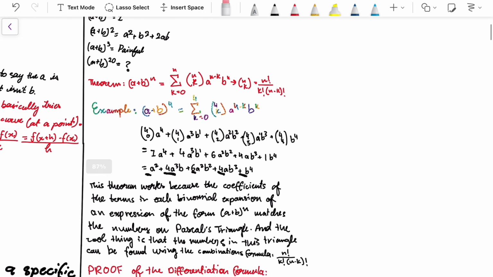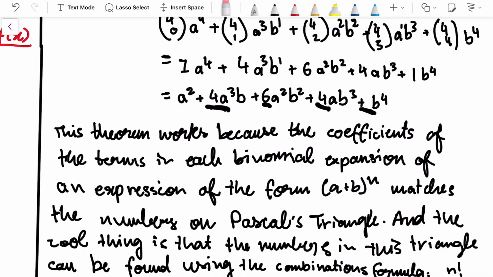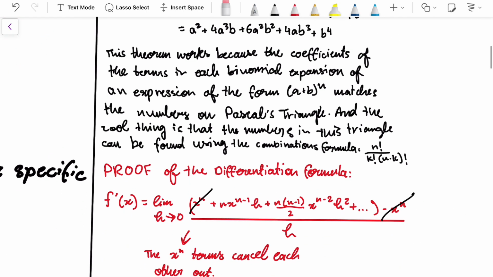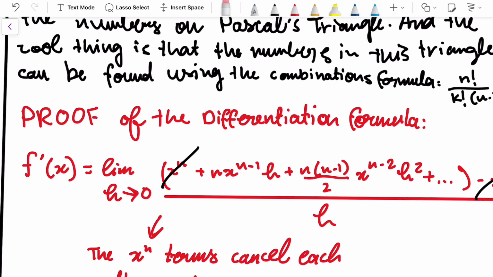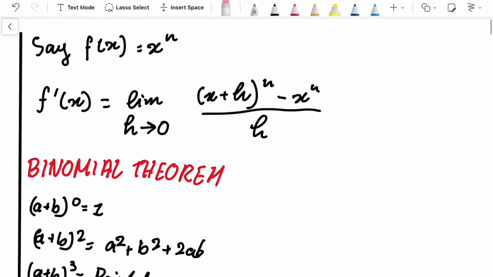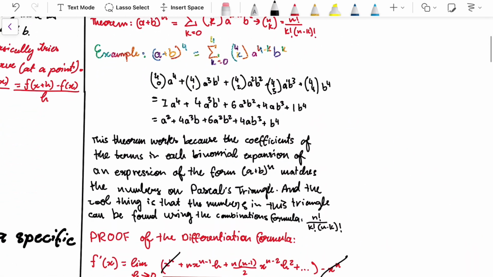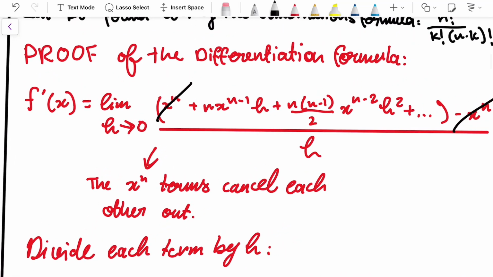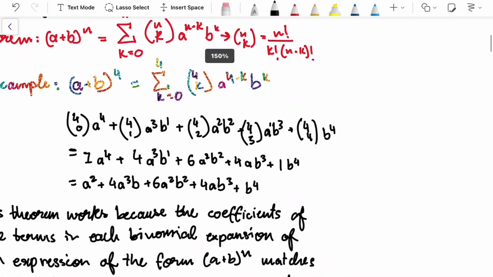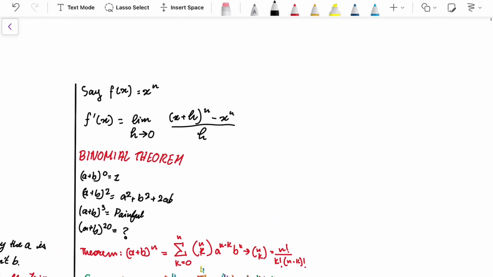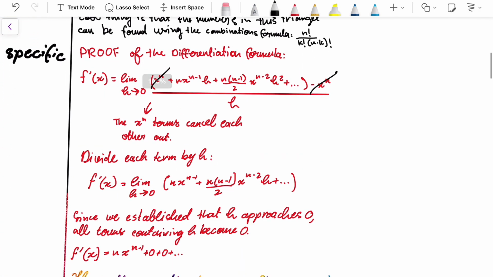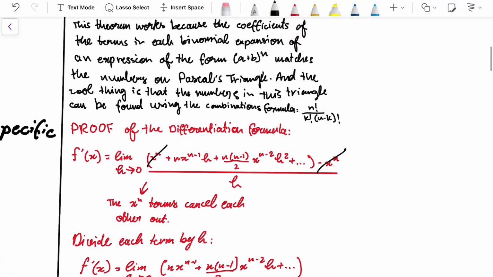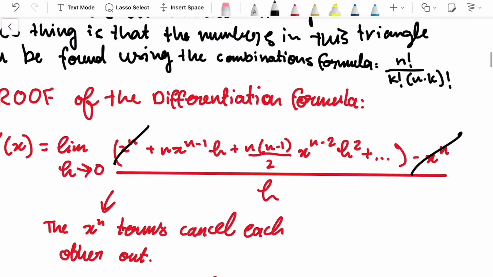Now, let me rub this out real quick. From here, we're going to prove that the differentiation formula really came from this. Let's prove it. We're going to expand it. Since we had (x plus h) to the power of n, what we get is x to the n plus n x to the n minus 1 h plus n, and you keep going on and on.